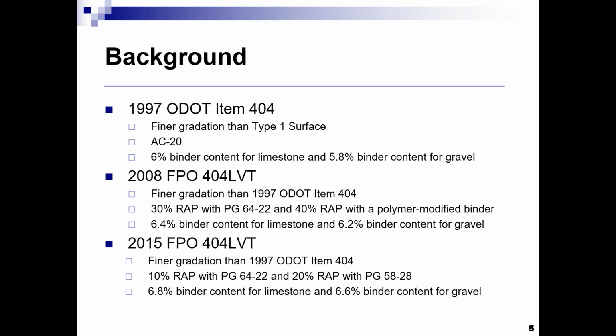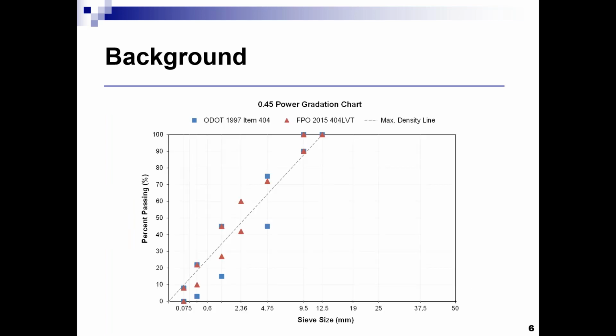In terms of binder content, the binder content was increased to 6.8% when using limestone aggregates and 6.6% when using gravel aggregate. And this is a comparison between the aggregate gradation for 404 LVT asphalt mixes in the 2015 specification and the gradation for item 404 as it showed up in the 1997 construction and material specification book.